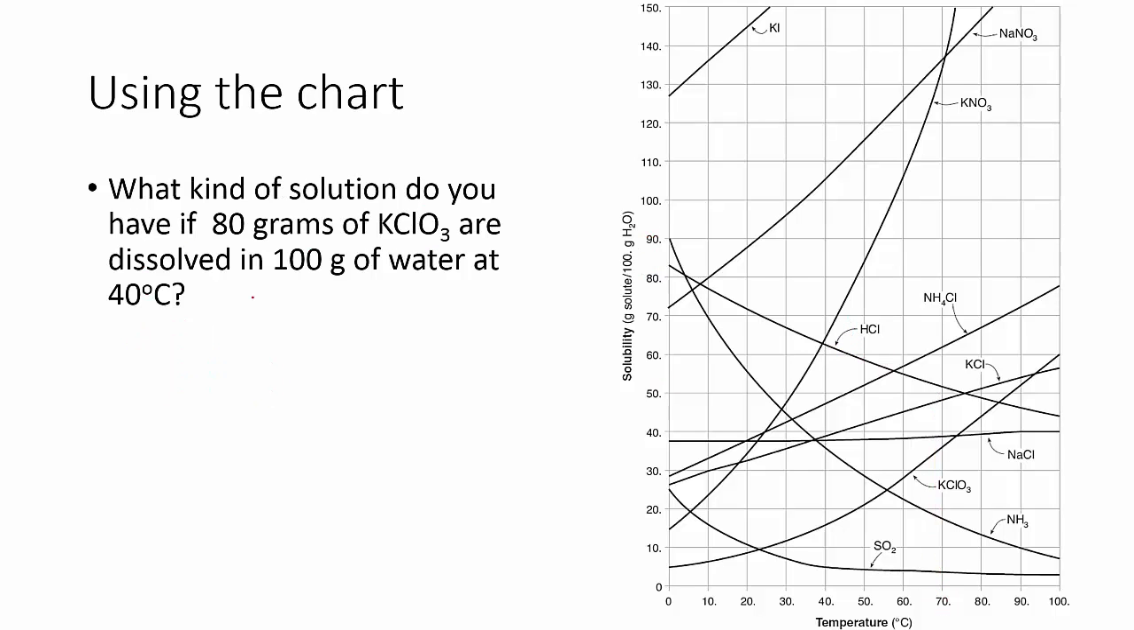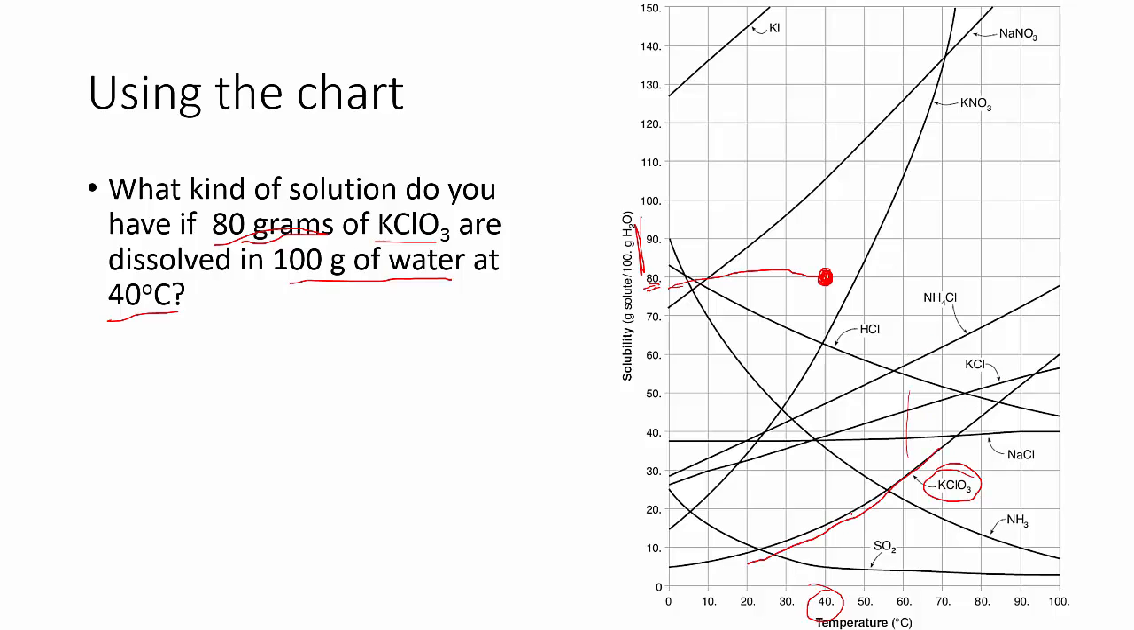What kind of solution do you have if 80 grams of KClO3, so let's find that KClO3, found it, are dissolved in 100 grams of water, so that's just right off of my chart, so I can use the chart as is, at 40 degrees Celsius. So 40 degrees Celsius. All right, well, what's this 80 grams telling me? It's telling me how much of my solute. So 80 grams, all right, at 40 degrees Celsius. So I find where those two things intersect. I go across 80, 40, so I'm right here. That is my point. And KClO3 is this line way down here.